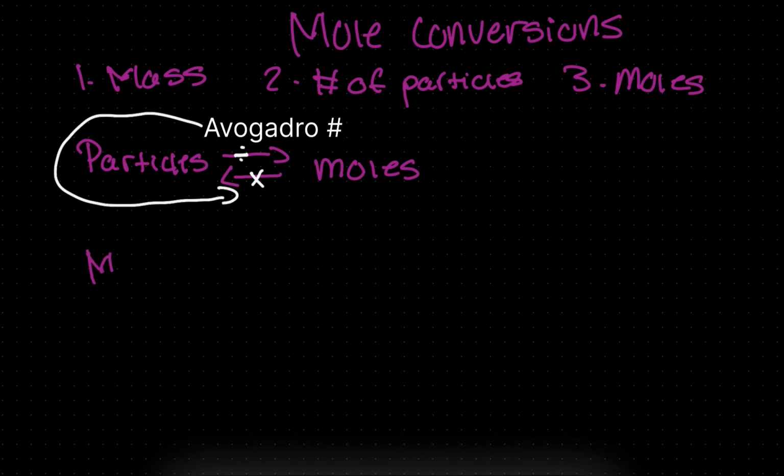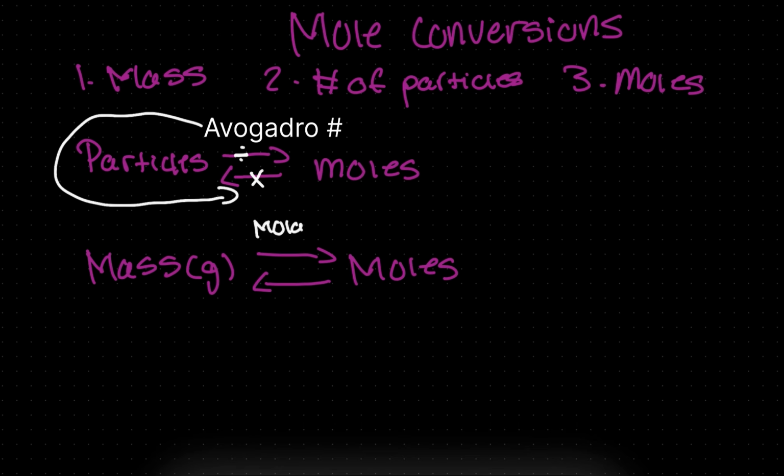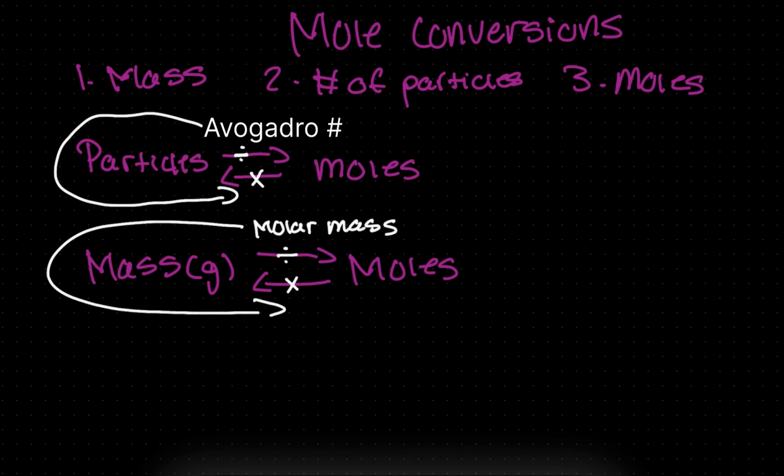We're going to set it up again, right? Mass in grams and moles. So to convert this, we'll do an arrow from mass to moles and moles to mass. Except our conversion factor here is going to be molar mass. So to go from mass to moles, we're going to divide. And to go from moles to mass, we're going to multiply. Same thing, molar mass. All right. So let's try some practice problems.